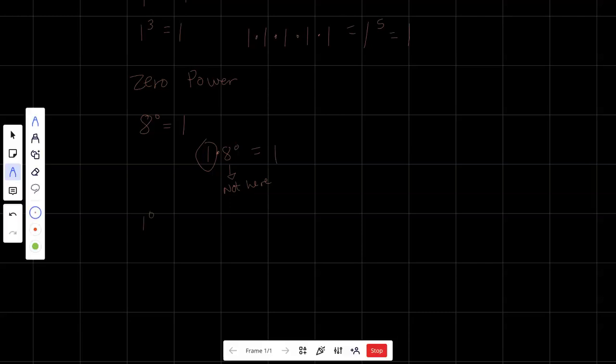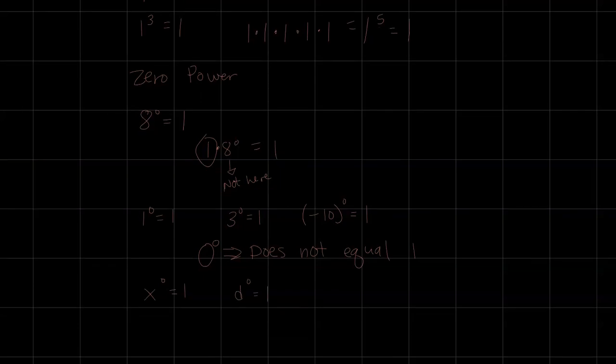So if we have 1 to the 0 power, that's 1. If we have 3 to the 0 power, that's 1. If we have negative 10 to the 0 power, as long as that negative is in the parentheses, that's 1. The only time this 0 power doesn't work is 0 to the 0 power. This does not work. This does not equal 1. Okay, so the 0 power is cool. Even if it's a variable, if we have x to the 0 power, still 1. If we have d to the 0 power, still 1. So anything to the 0 power except 0 is 1.